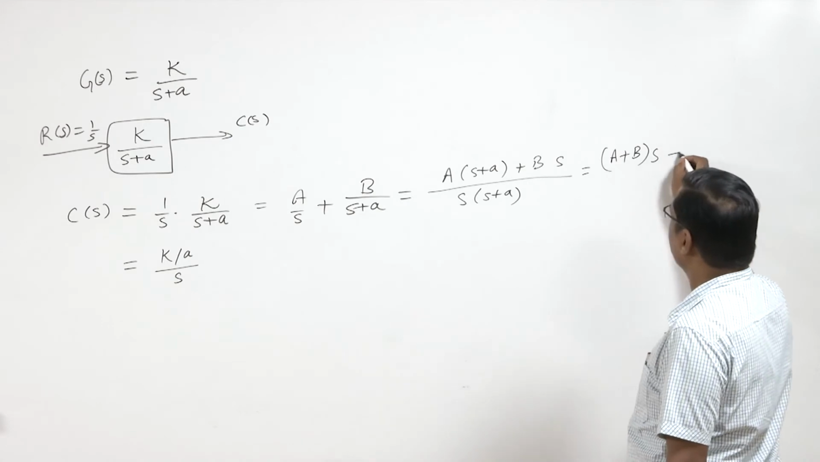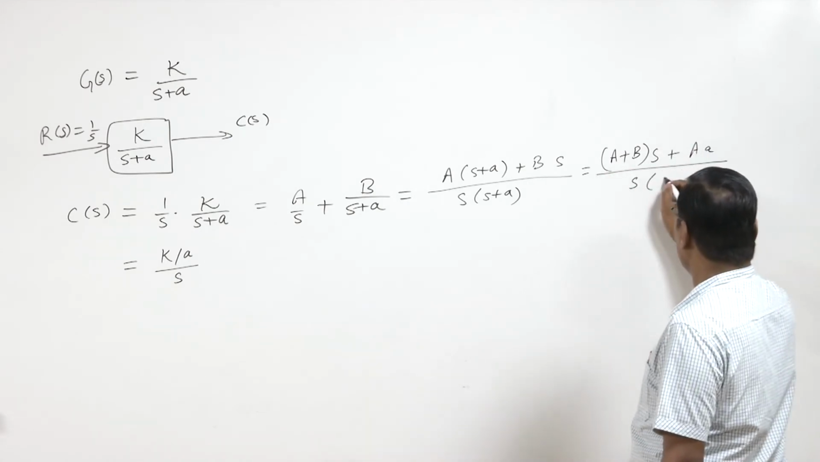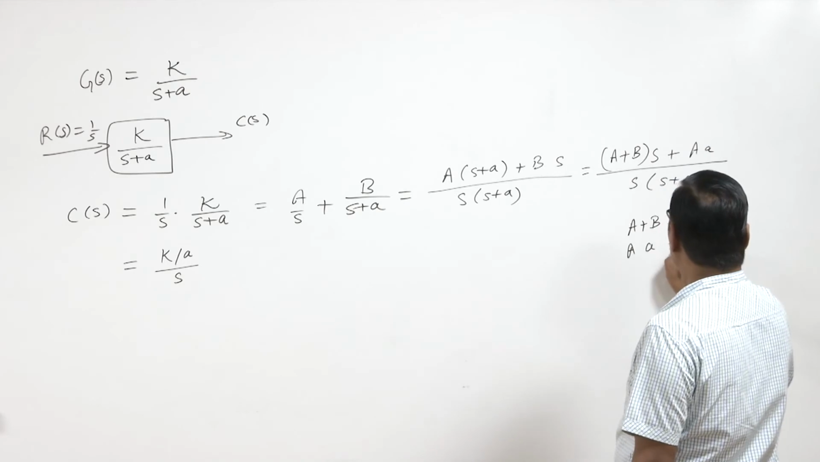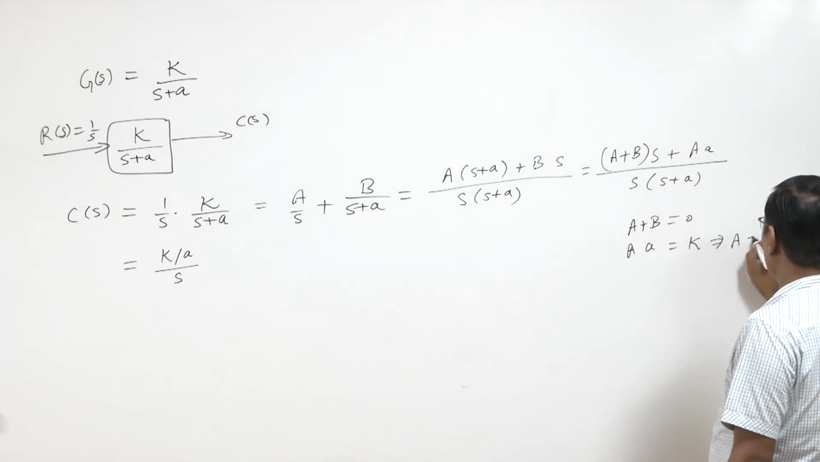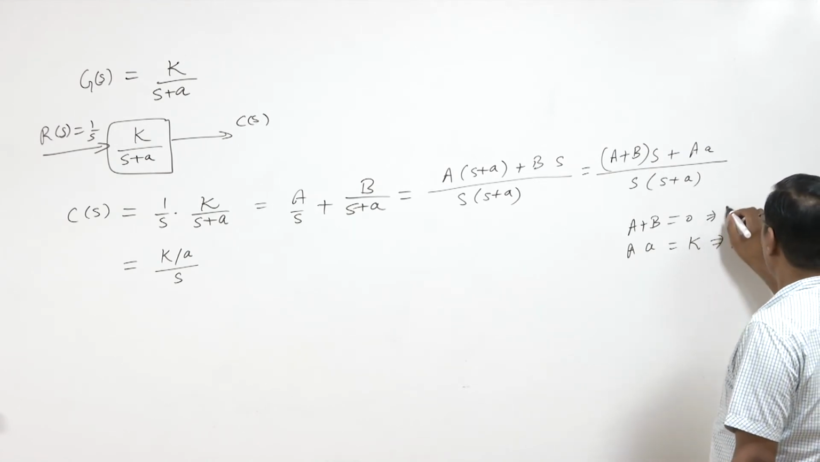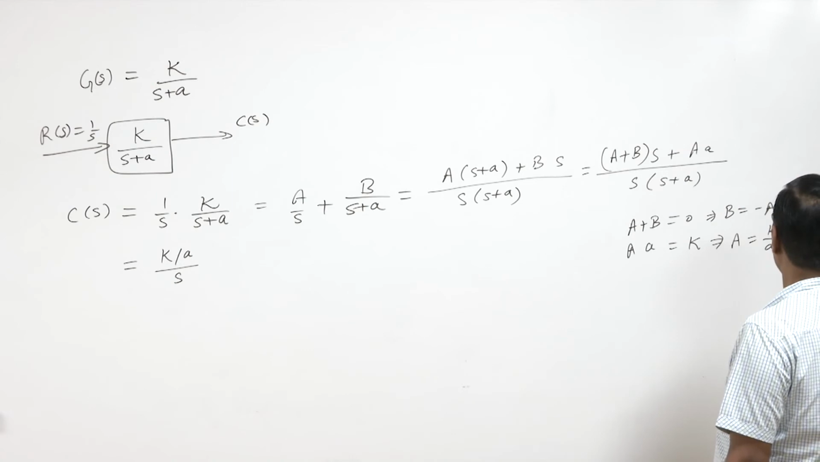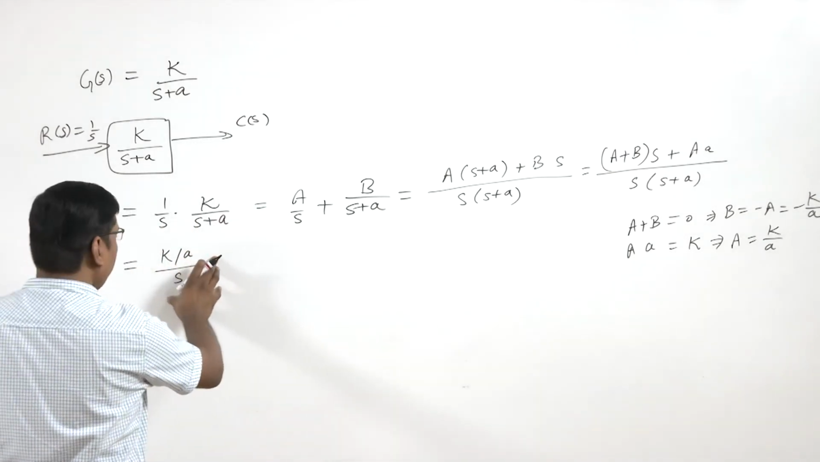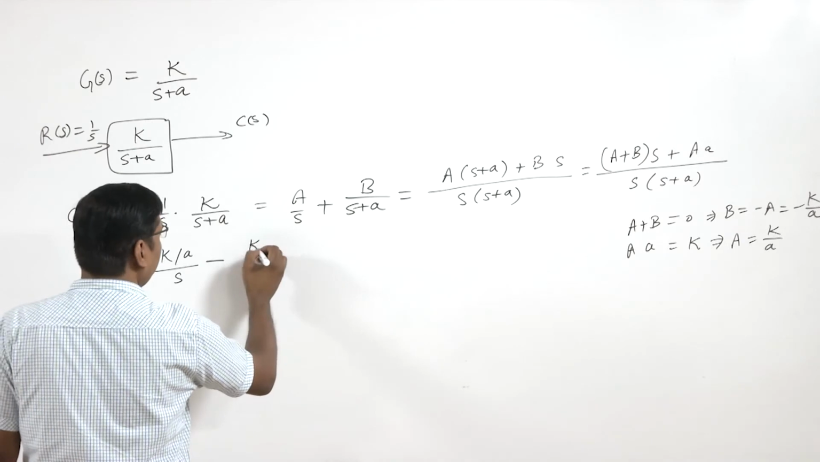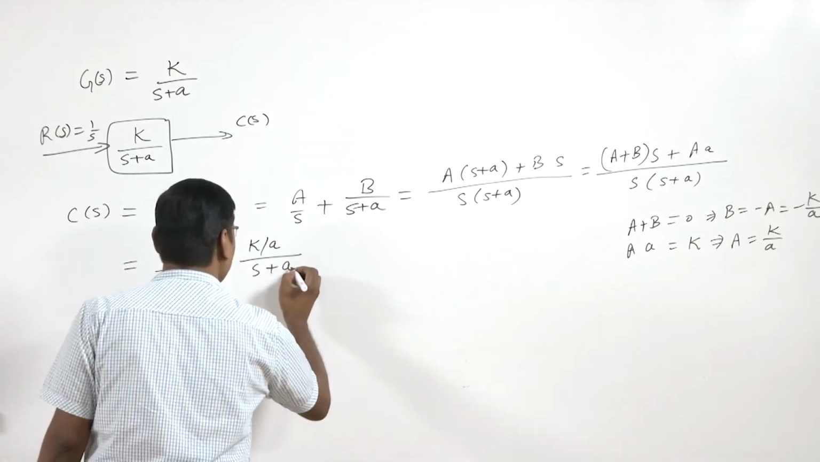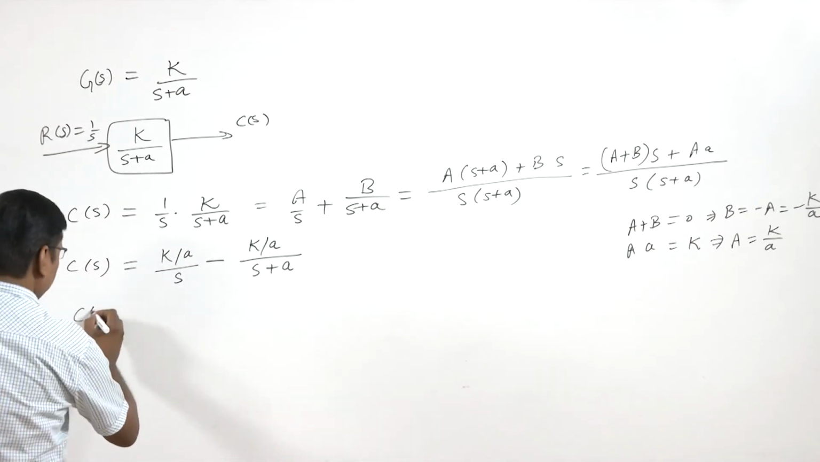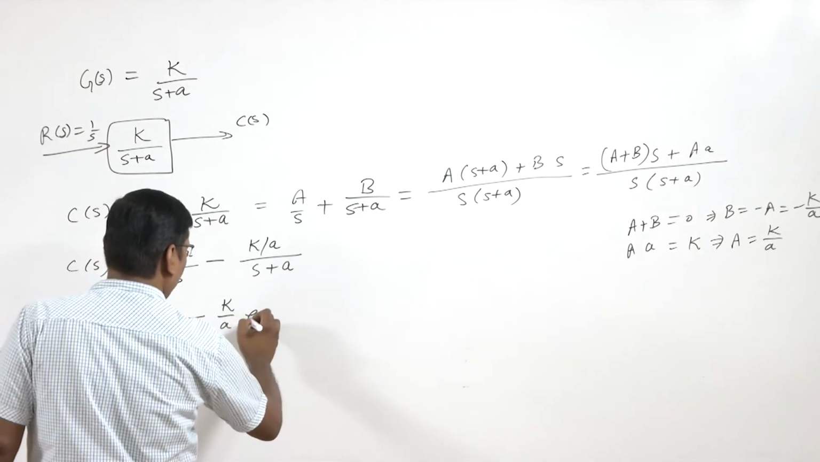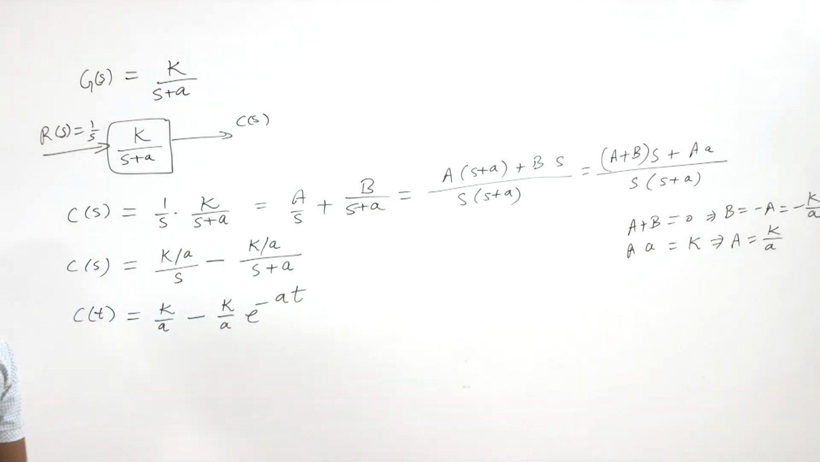So, A = (a+b)/s + ... that is, A/s + B/(s+a). Here a + b equal to 0 and A equal to k by a. So, we find here A equal to k by a and B equal to minus A, that is equal to minus k by a. So, here we have C(s) equal to k by a upon s minus k by a upon s plus a. So, we can have c(t) equal to k by a minus k by a e power minus at.